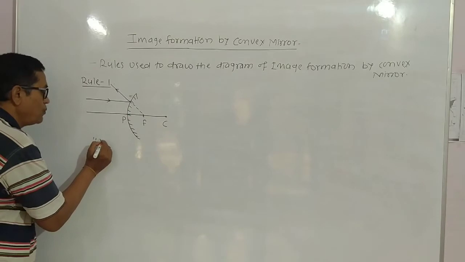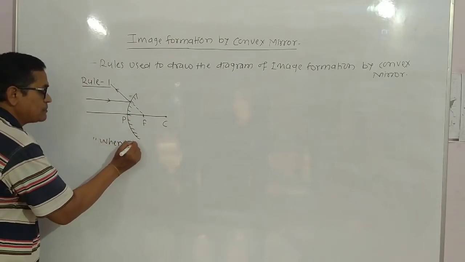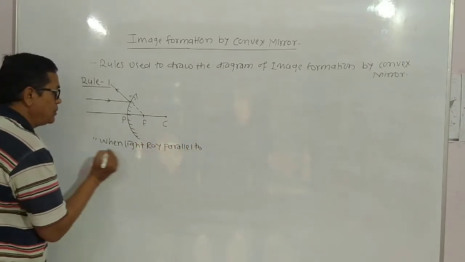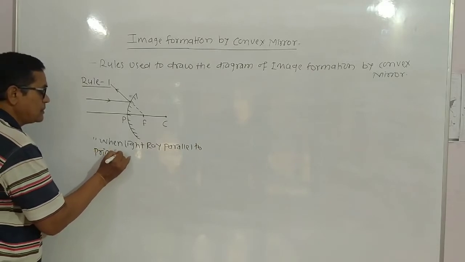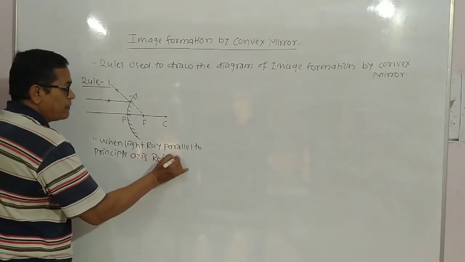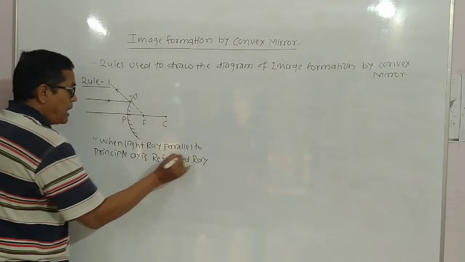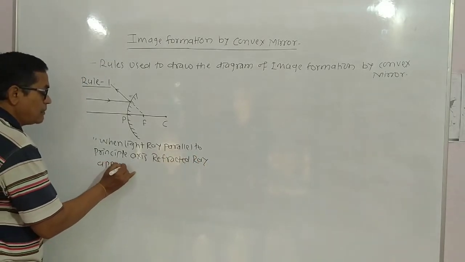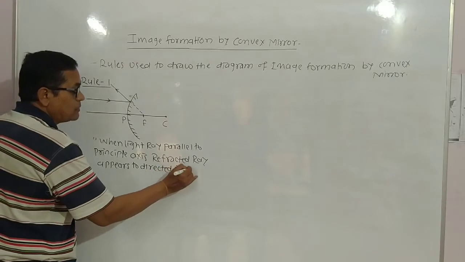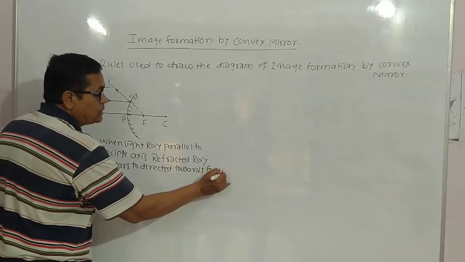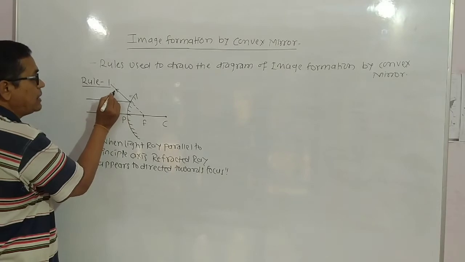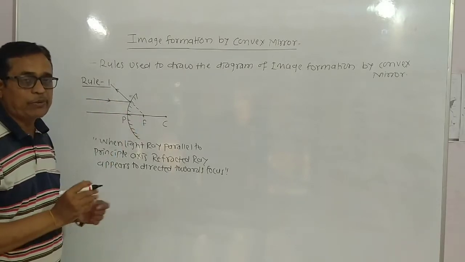Means in this way, when a light ray is parallel to the principal axis, the reflected ray appears to be directed towards the focus. That is rule number one. Incident ray parallel to principal axis, reflected ray appears to be directed towards the focus. That is rule number one.